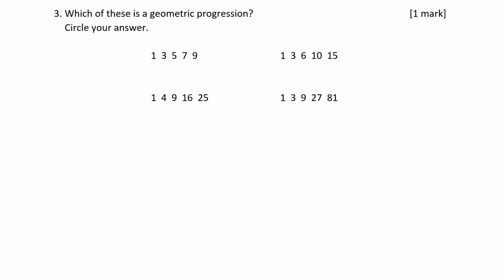Question 3. Which one of these is a geometric progression? Circle your answer. Okay, now a geometric progression has what we call a common ratio. So it will be a number sequence of the form a, ar, ar squared, ar cubed, where a is the first term and r is what we call the common ratio. Basically the next number has to be the same multiple of the one before. Now this first sequence is not a geometric progression, it's an arithmetic progression because it's going up in just 2s each time. It's the same jump. Okay, so that is not a GP.